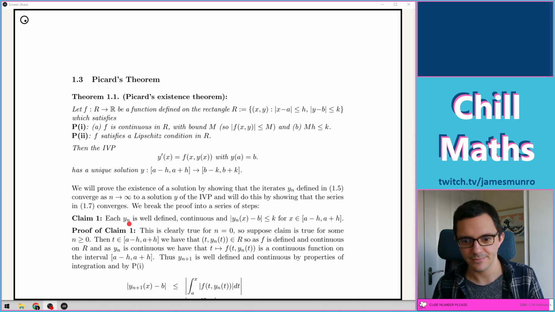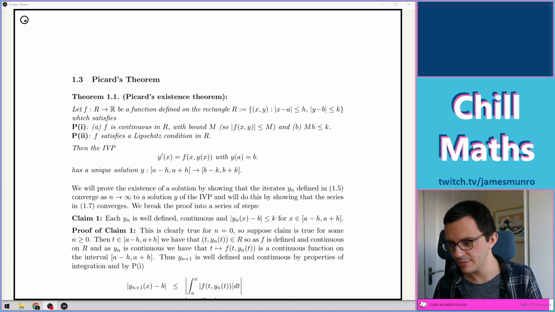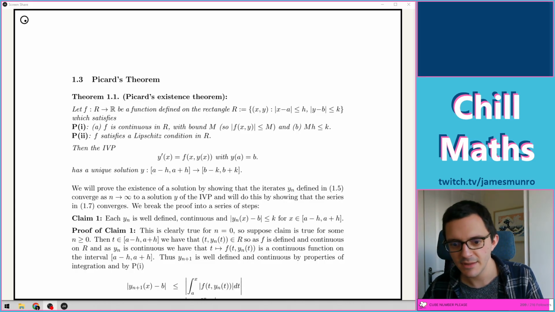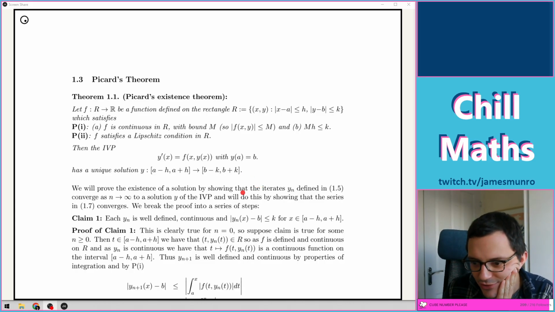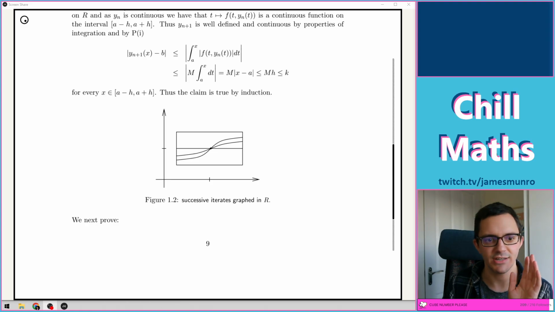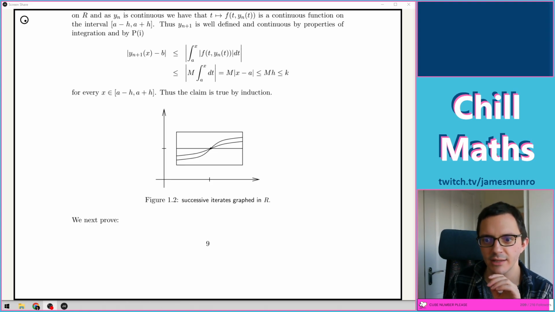Converge to a solution. Show that the series in 1.7 converges, the thing we were doing. That's to say, claim 1, let's look at the structure: each line is well-defined, continuous, and doesn't get too far away from where you started, inside the rectangle, I guess. Okay, that seems plausible. We're just doing some integration. It sounds nice. They don't get too large or whatever. Fine, okay. Claim is true by induction.